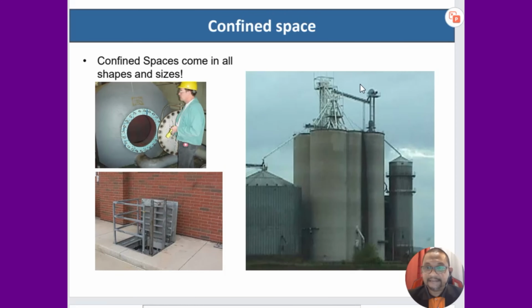Key characteristics of a confined space. Okay, key characteristics of the confined space. There are three categories. Can I explain here? Number one is limited opening for entry and exit. Number two, the space is not intended for prolonged human occupancy. And number three, the potential for hazardous conditions, such as lack of oxygen, toxic gases, and flammable materials.